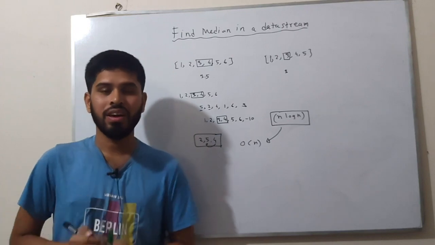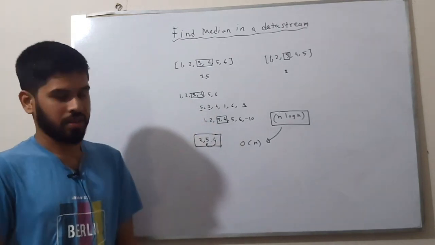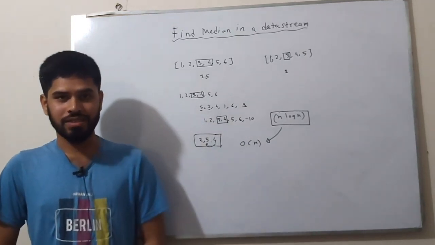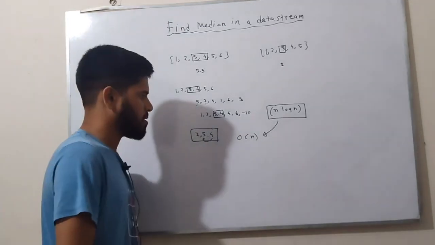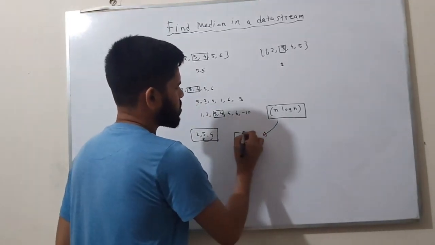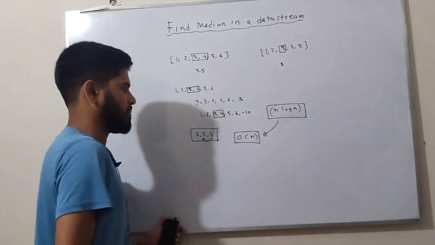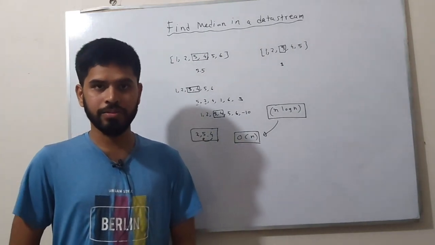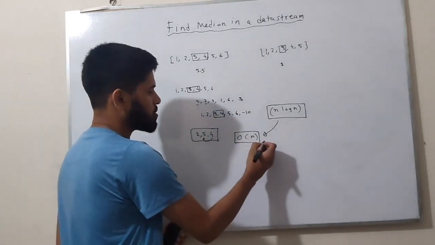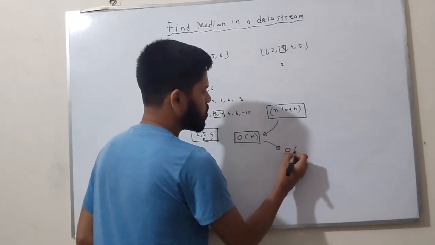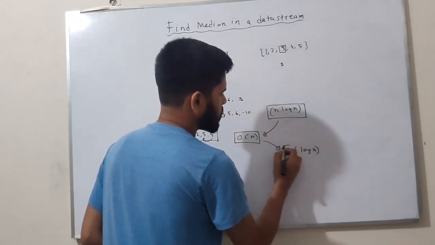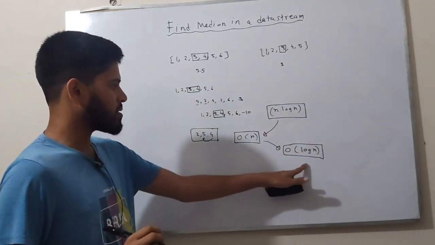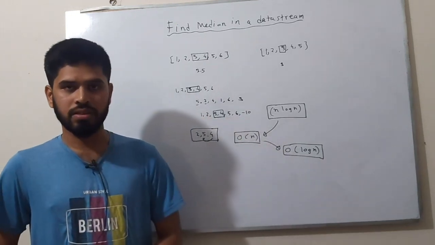Can you improve it? Yes, obviously we can improve it. We can improve it from linear to logarithmic time complexity. Let's see how. We know we can solve this problem in linear time complexity; the median finding operation in the data stream will take linear time complexity. Now let's reduce this time complexity from linear to logarithmic.